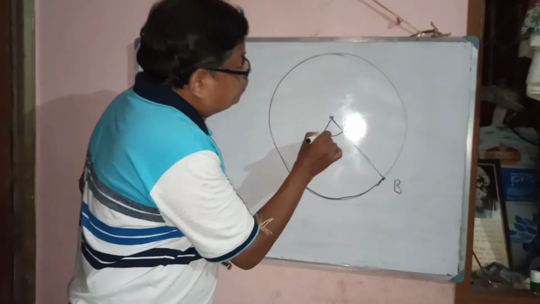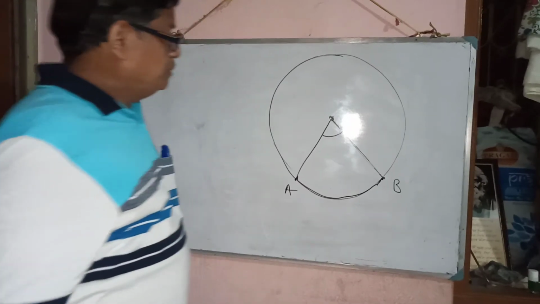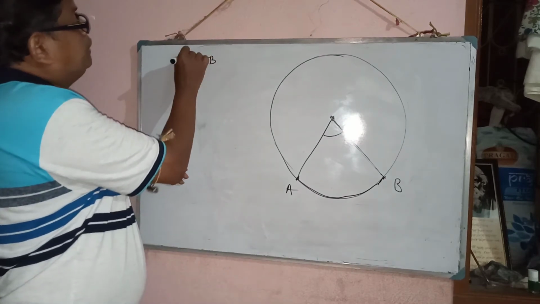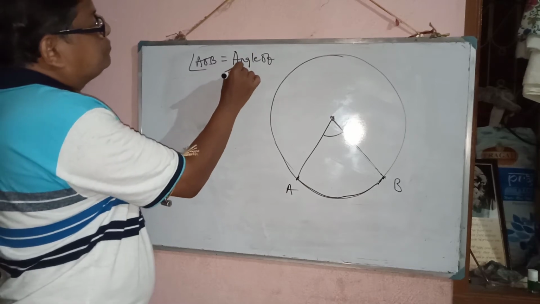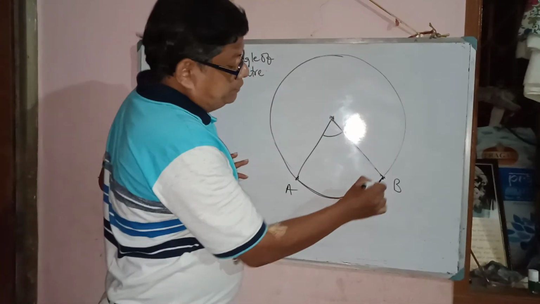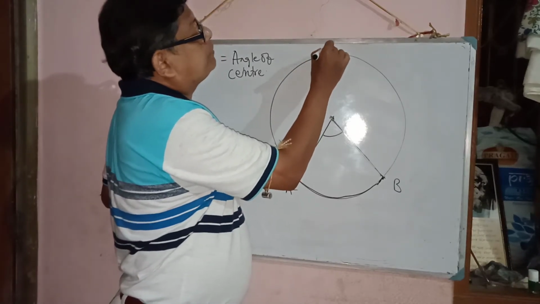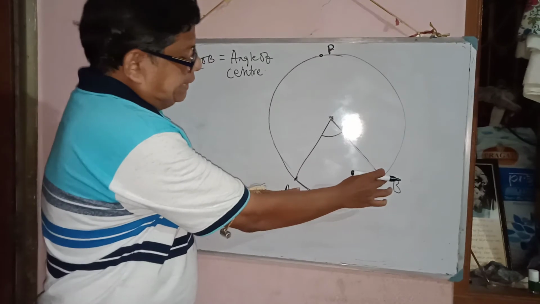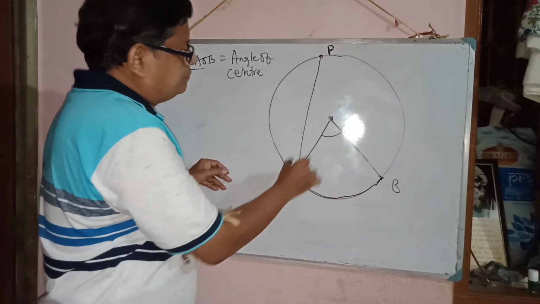Suppose this is O, the center. So note down angle AOB equal to, you can write here, angle at the center. These are the opposite side of that arc. You take any point, suppose P. Now you join the endpoints of the arc, so you join here and here also.